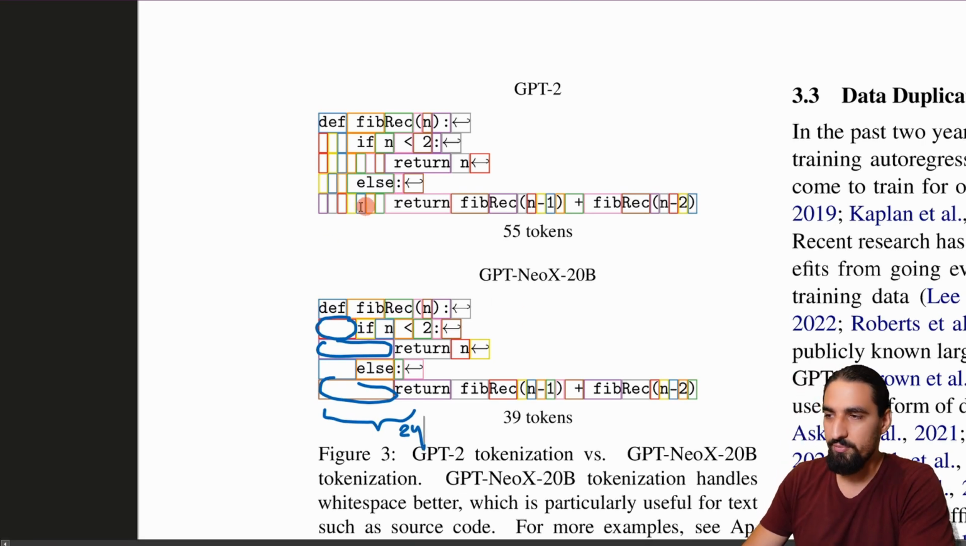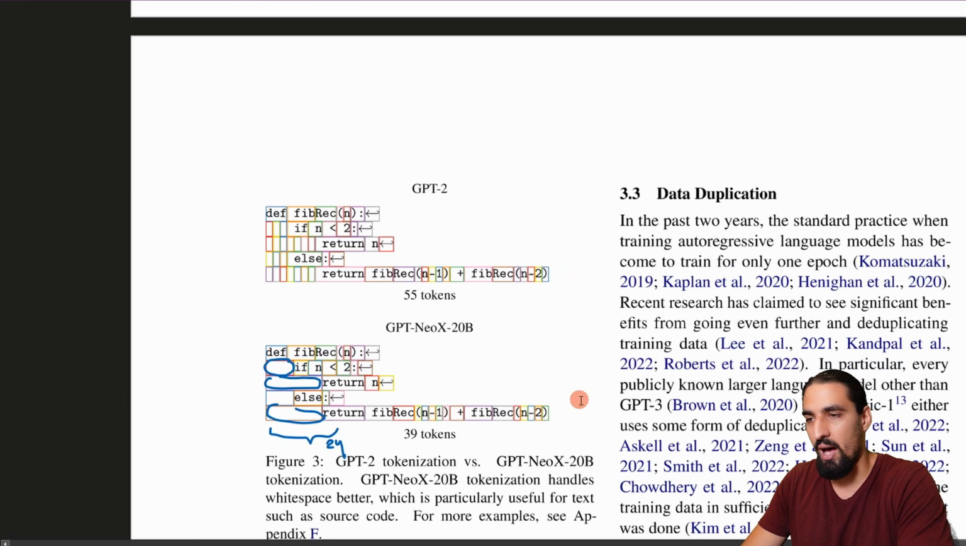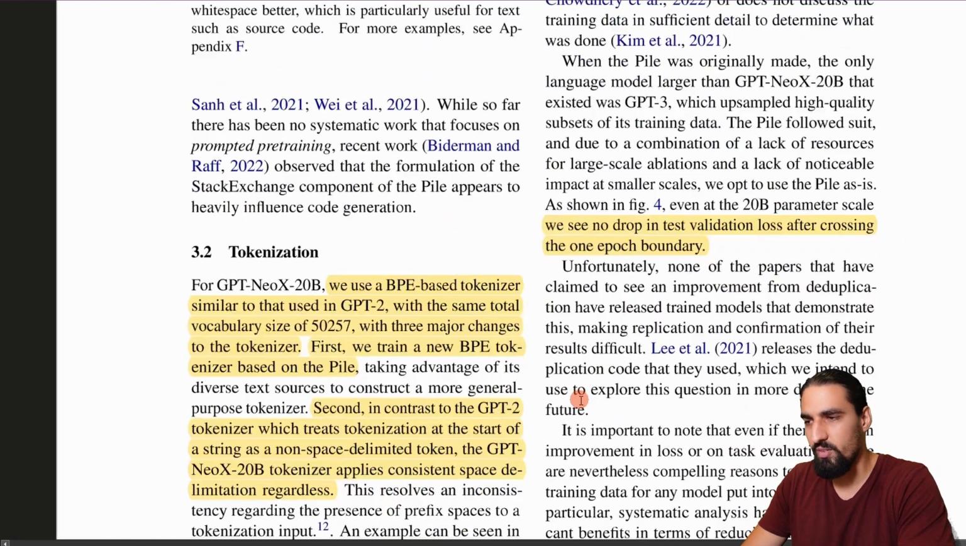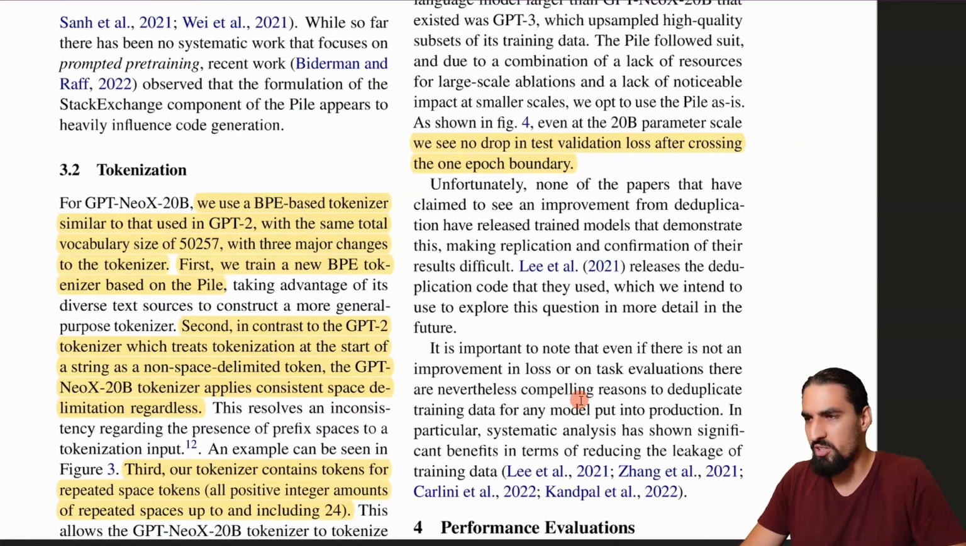Whereas on the other side, you can see that GPT-2 literally encodes each of these spaces as a separate token, and that kind of bloats the number of tokens to 55 here compared to 39 in this paper. Okay, guys. So I mentioned this a couple of times.